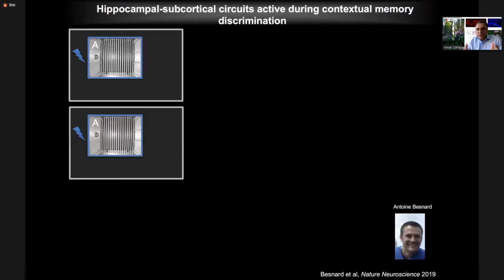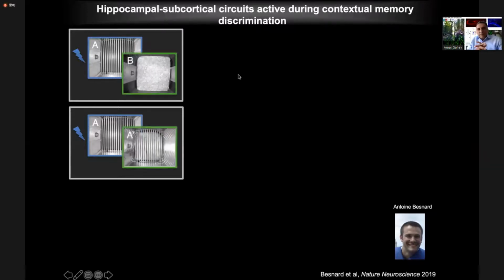When Antoine Benard joined my lab, he chose to be agnostic about which of these pathways may be preferentially recruited and asked the simple question, which pathways are recruited to link computations about context made in the hippocampus with subcortical circuits to guide contextual fear discrimination? And to accomplish this, he took two groups of mice, black 6 male mice. The first group was conditioned in a context A with mild foot shocks. He then challenged this group to discriminate between context A and a highly distinct neutral context, context B.